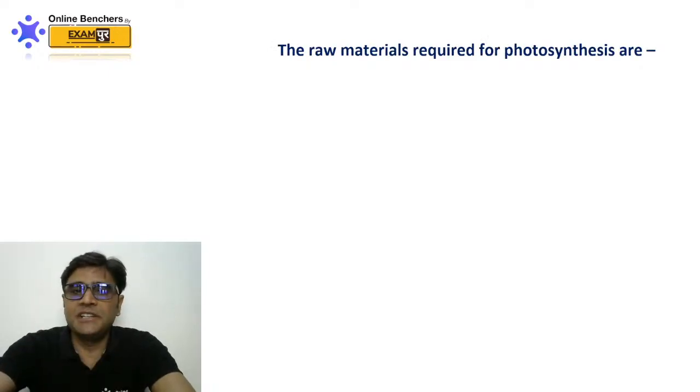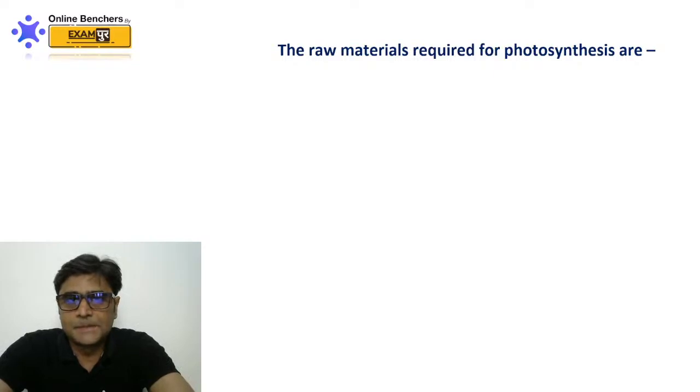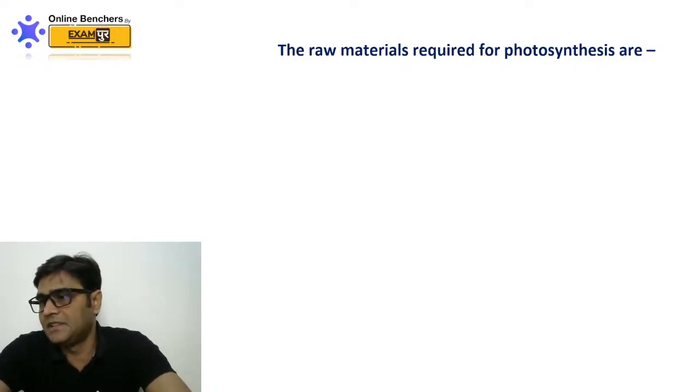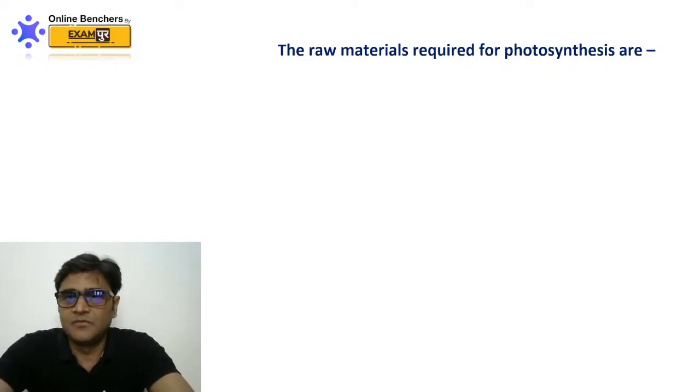Now, if the question is, what are the raw materials required for the process of photosynthesis? Tell me. Yes, pigment. Very good, Robin. What is chlorophyll? It is a green pigment found in green leaves of the plant, and this green pigment is present in chloroplast. We will discuss the structure of chloroplast in detail. Don't worry.